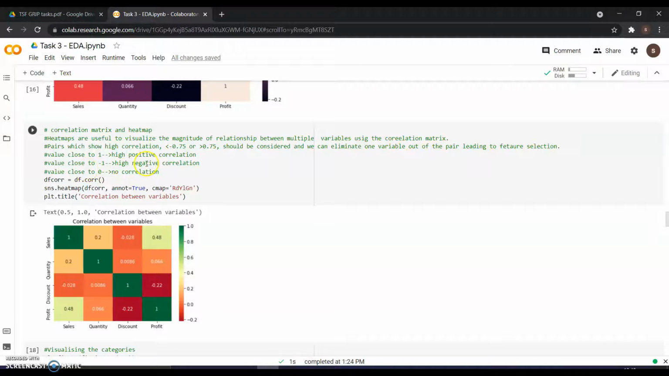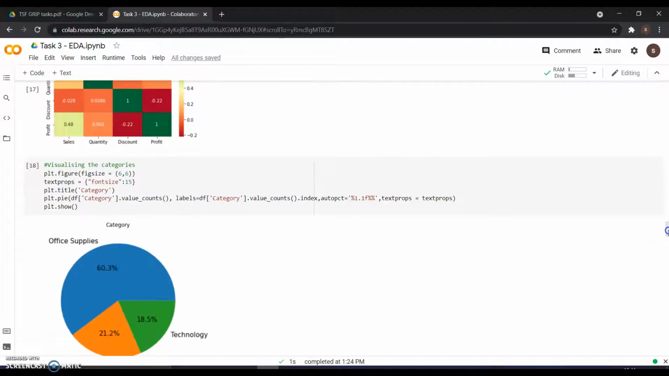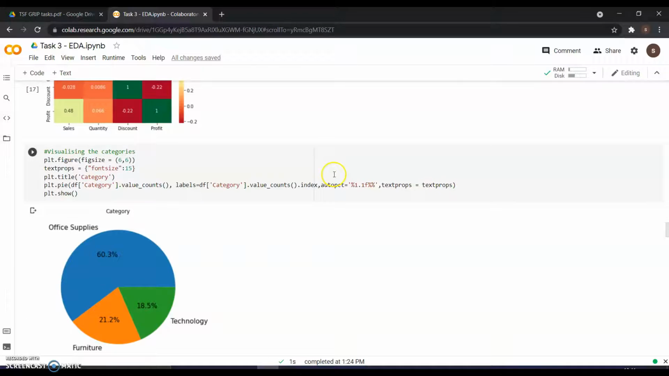The values close to 1 have high positive correlation, that is the darkest green, and values close to minus 1, that is the darkest red, have high negative correlation, and close to 0 is the light color where there is no correlation. So this is the correlation between all the variables. Then moving on to visualizing the categories. There is office supply, furniture, technology, all of these are the sales, and if you see, office supply has the maximum sales.